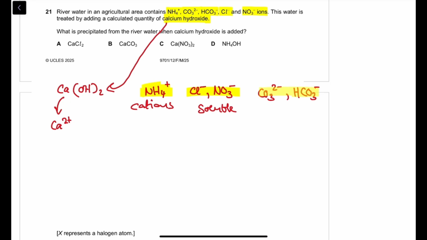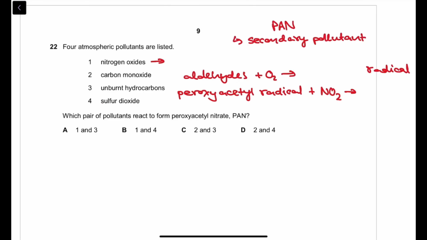However, our carbonate ions and our hydrogen carbonate ions will react with our calcium ions to form calcium carbonate. So the answer must be B. Question number 22. 4 atmospheric pollutants are listed: nitrogen oxides, carbon monoxide, unburnt hydrocarbons, sulfur dioxide. Which pair of pollutants react to form peroxyacetyl nitrate, also known as PAN?